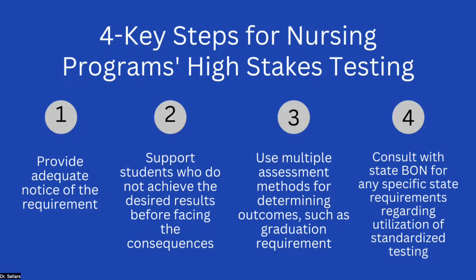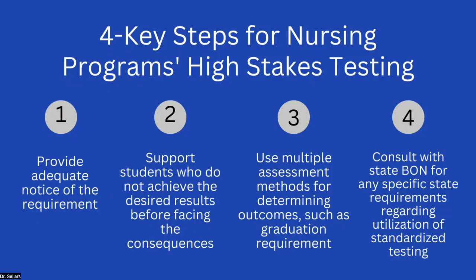So our 4 key steps for nursing programs, in order to at least decrease grade appeals, hopefully, or appeals period, when it comes to high-stakes testing, possibly determining whether or not a student will matriculate to the next course or even to the next module. It just depends on how you have your high-stakes testing set up in your actual nursing program.